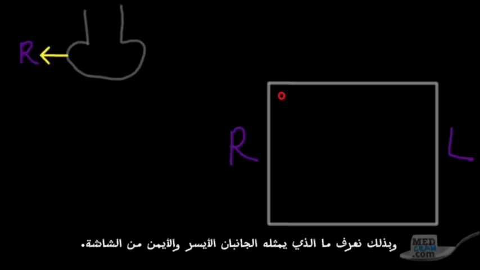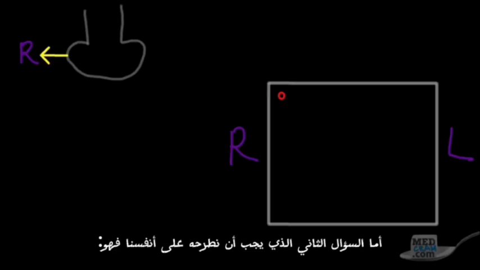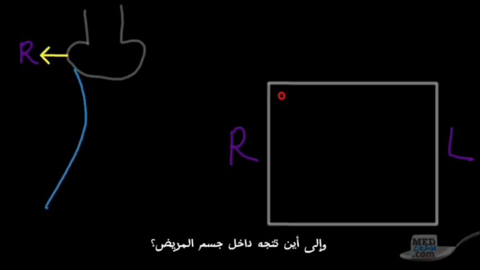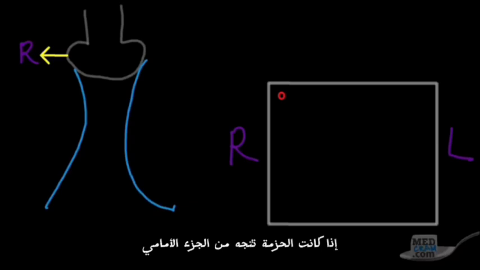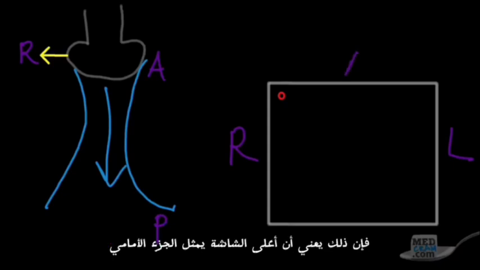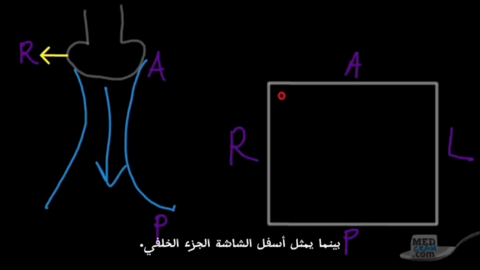The second question we need to ask ourselves then is, where is the ultrasound probe shining from, and where is it shining to on our patient? If it's shining from the patient's anterior body to the patient's posterior body, then that will correspond with the top of the screen being anterior and the bottom of the screen being posterior. So now let's do some examples.